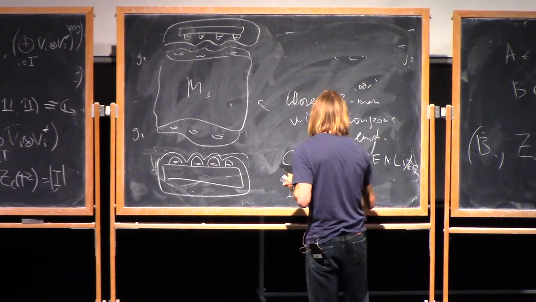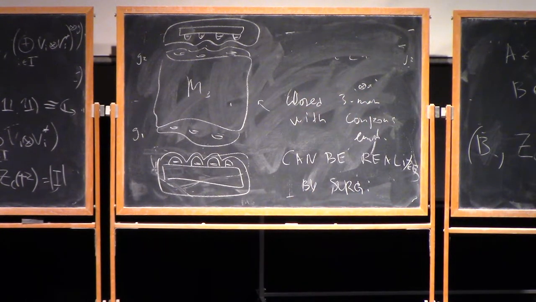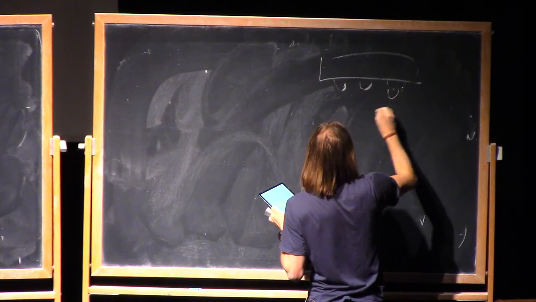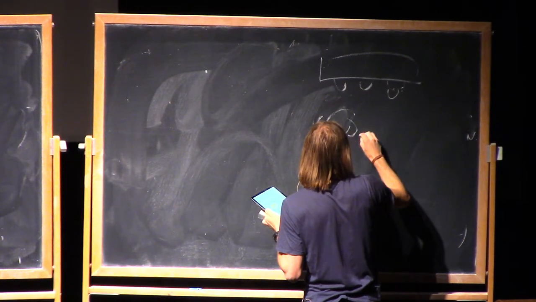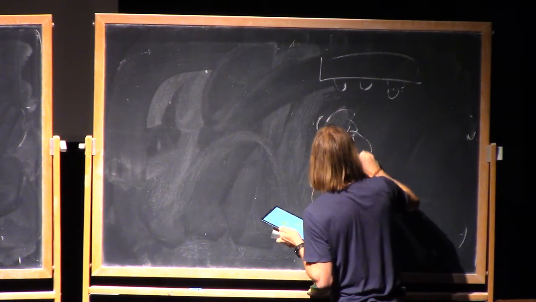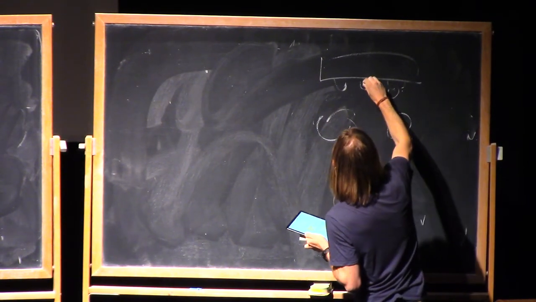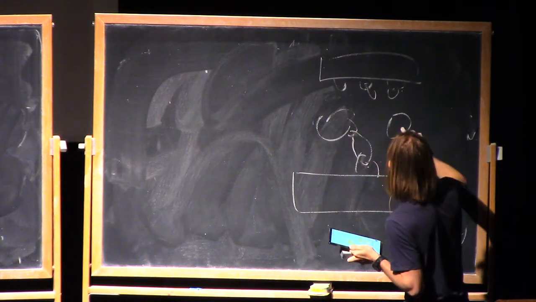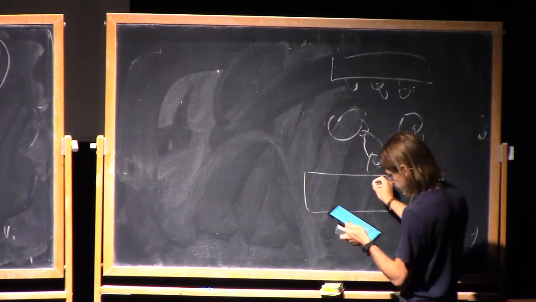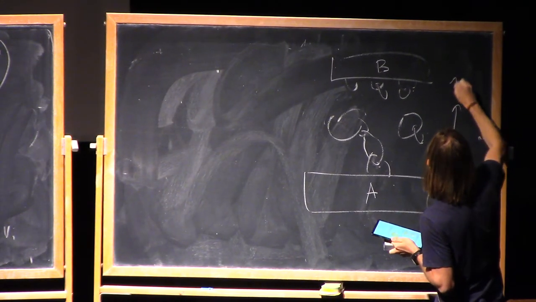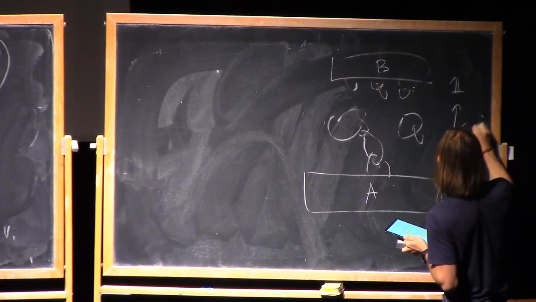This can be realized by surgery, which I write here. We do the same approach as before, but the surgery will look as follows. Instead of just a link, I have a link with some coupons, and of course the components of the link can also be linked with some strands connecting the coupons. I assign the values A and B here. This gives me a map from the identity object to the identity object, which is a complex number.